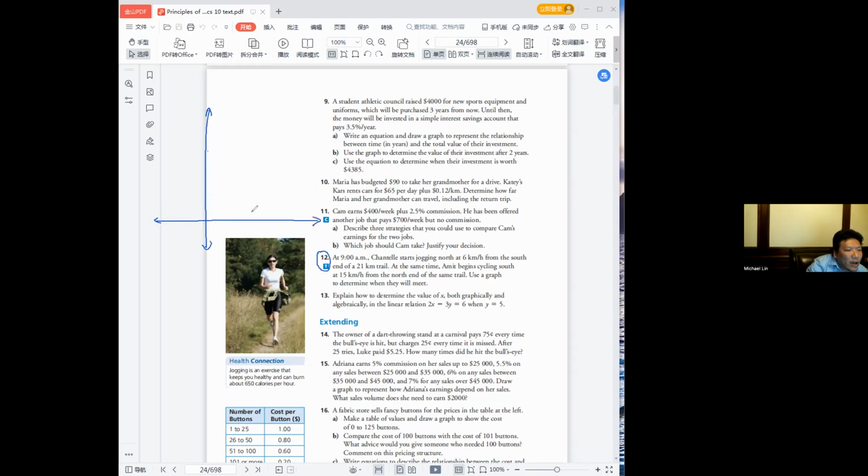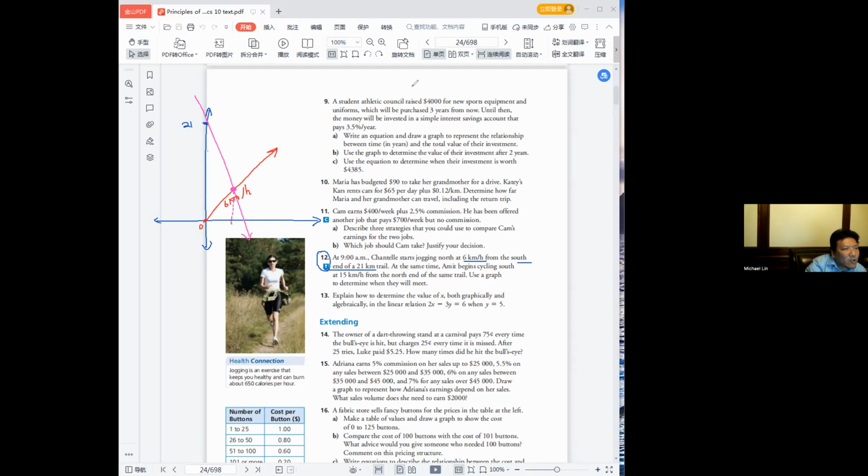So we know that Chantel jogs at a rate of 6 kilometers per hour from the south end of a 21-kilometer trail. We can assume she's going to start here at 0, jogging north at 6 kilometers per hour. The other person is going to start at the very top, so at 21. But he's riding a bicycle, so he's going a lot faster, so he's going to be a lot steeper, something like this. And then the question is asking, when are they going to meet?